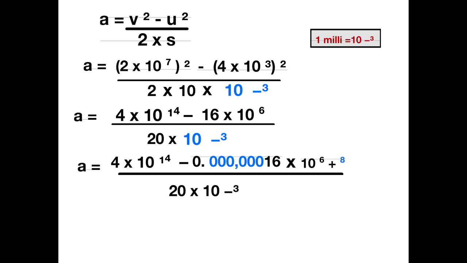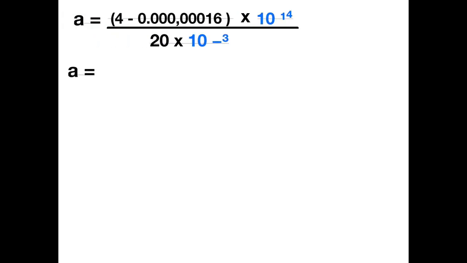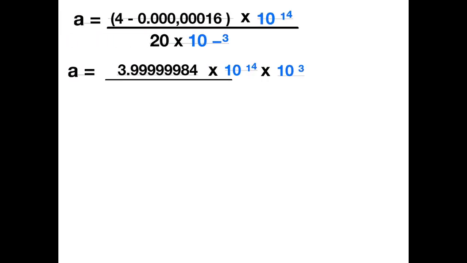Now we can take 10 power 14 as common, and then you can subtract 4 minus 0.00000016, and now see, I have taken 10 power 14 as common. All right, so let's subtract this number from 4, so this will become 3.999984 into 10 to the power 14, which we took as common. The next thing we are going to do here is move the 10 power minus 3, which is multiplied with 20, up there, and this will become 10 power plus 3. So when you move the number with the power up or down, the signs of the powers do change.